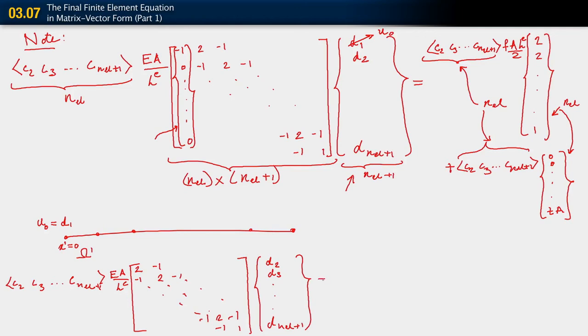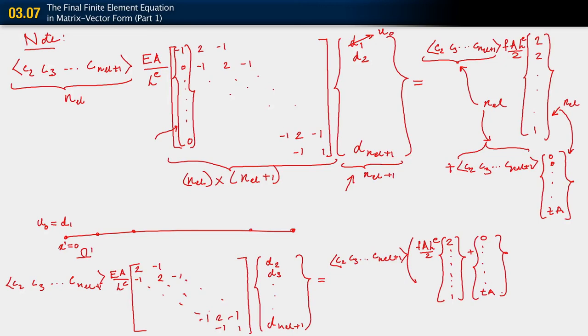equals C2, C3 up to C_{NEL+1}, now multiplying, I'm going to put all the column vectors together here. The first column vector is F A h_e over 2, multiplying 2's all the way down except for the very last element, which is 1. Plus another column vector filled with zeros all the way down to the very last entry, which is t times a.